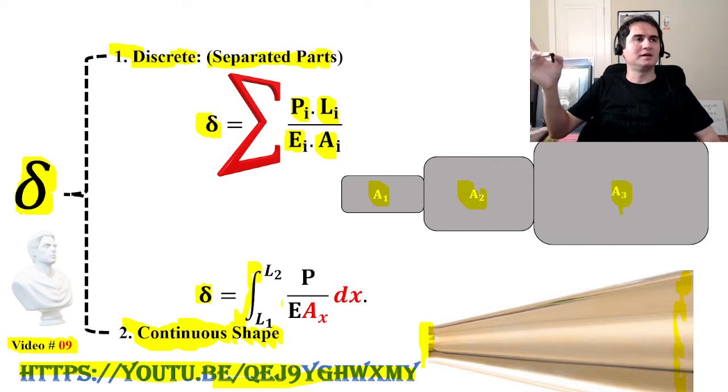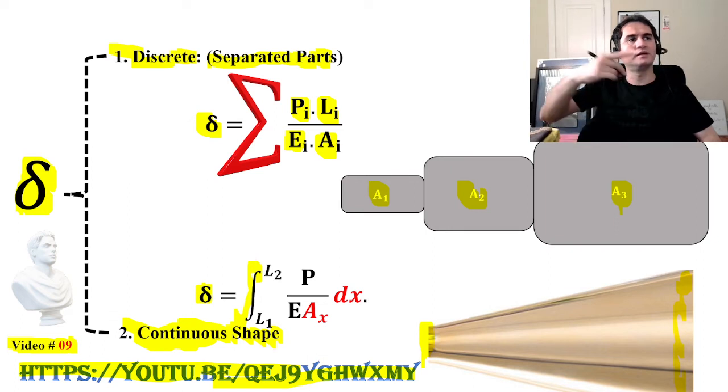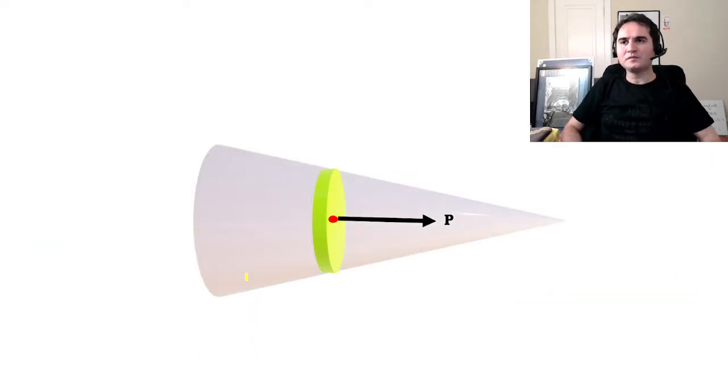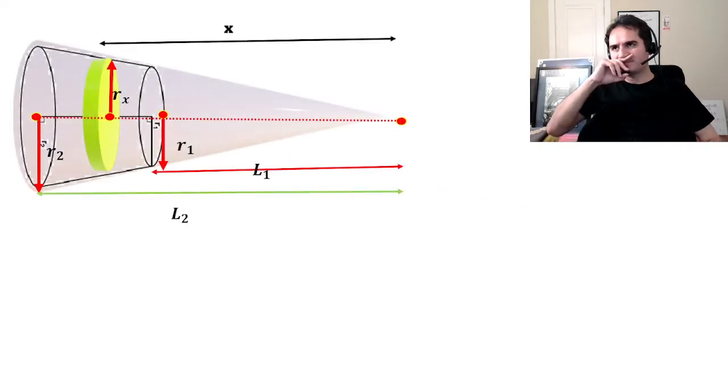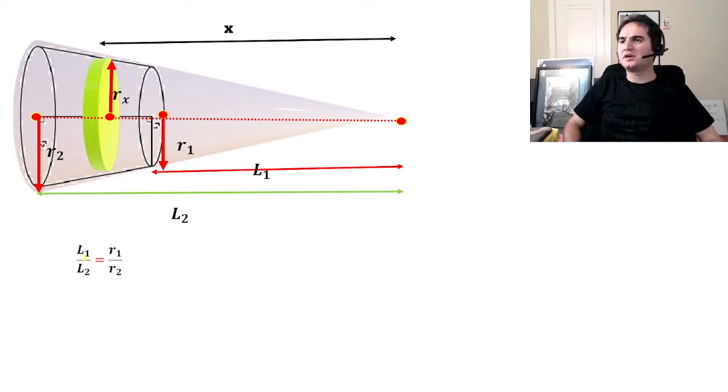It's a tapered cone, a linear change in a circular cross-section. If we develop the whole shape of the cone, this is our original shape, and we extend it to develop the whole cone. If you look at the triangles, you can easily see that L1 over L2 is exactly like R1, the radius at cross-section 1, over R2, which is here. So you can write it in different ways.